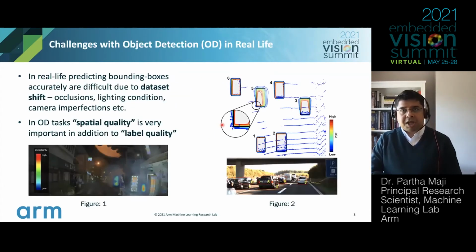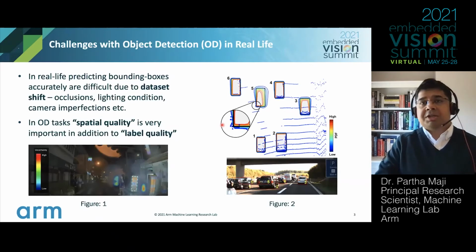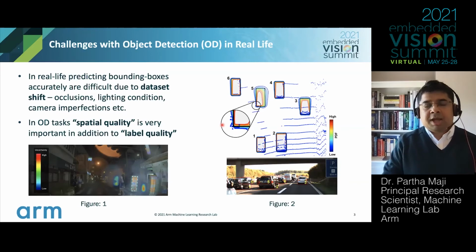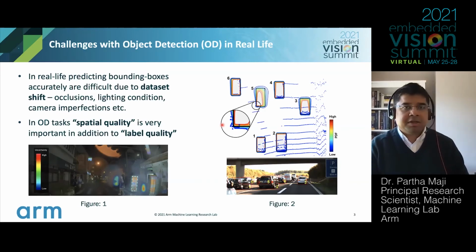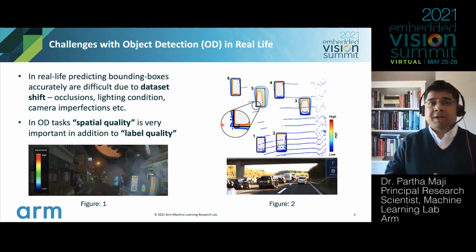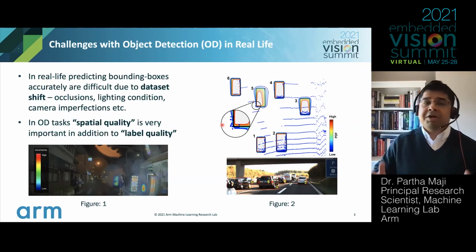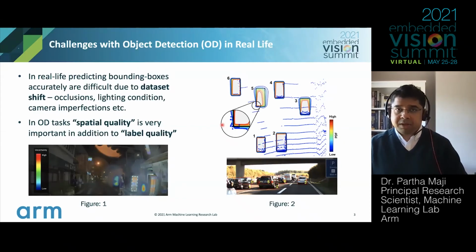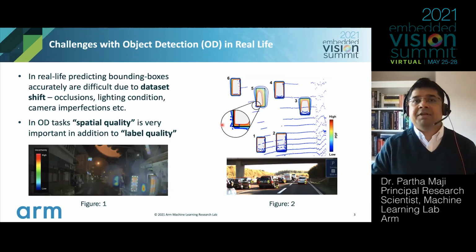So the object detection task, which is one of the primary computer vision tasks, is very challenging in real-life scenarios. This is due to the fact that in real-life scenarios, you will have many artifacts. The artifacts could be due to the environment, camera imperfections, lighting conditions, occlusions, day and night environments, different weather conditions, etc. And these conditions are often called, in machine learning terms, dataset shift or covariate shift.